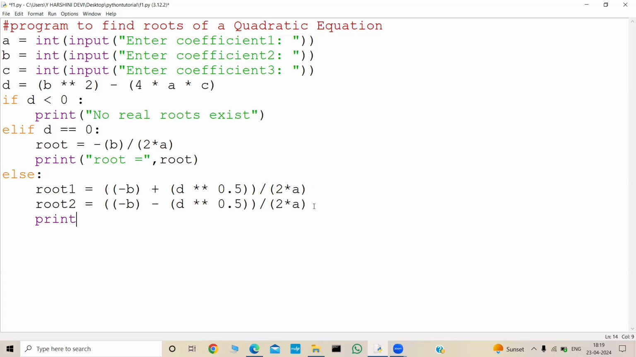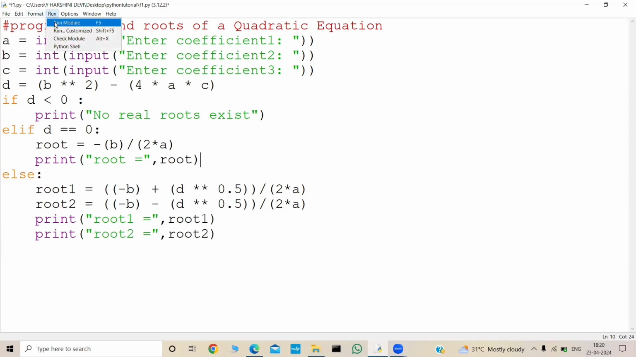Now we need to print them. Print root 1 is equal to root 1 and root 2 equal to root 2, right? So this is the code, guys. Now let's run the program.